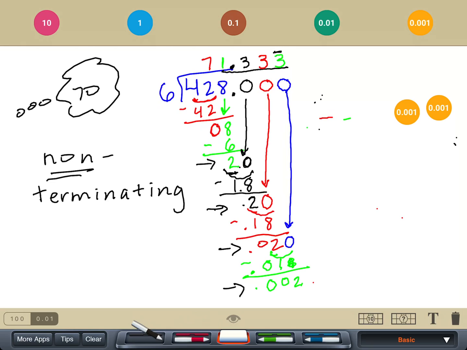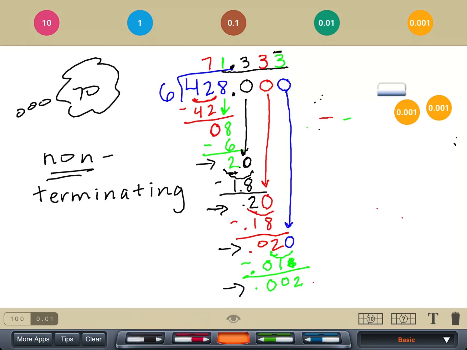And we're just going to stick a little line above there. And that shows us that this would go on forever and ever and ever with 3's at the end. So that is a non-terminating quotient when we are dividing decimals.